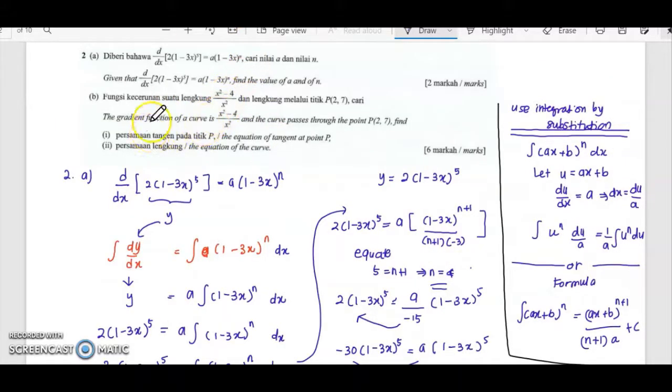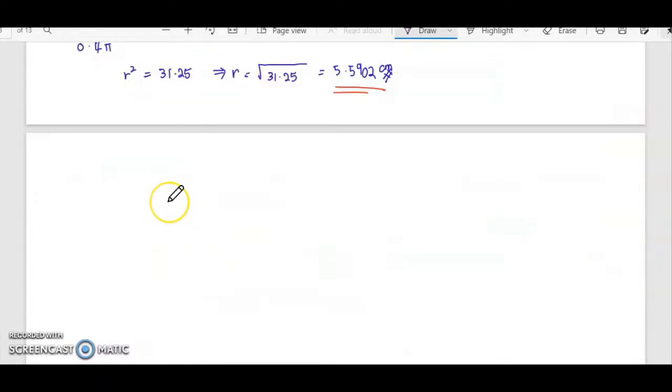Given that the gradient of function of a curve is (x squared minus 4) over x squared and then passes through the point P(2, 7). Find the equation of the tangent at point P. And then find the equation of the curve. Okay, so dia dah bagi dah gradient function. Okay, so kat sini saya tulis kat sini ya. Okay, question number 2.